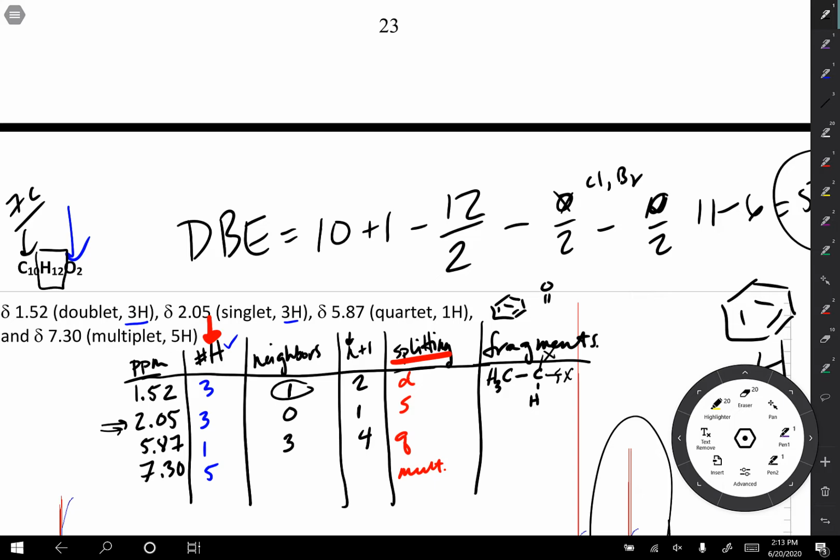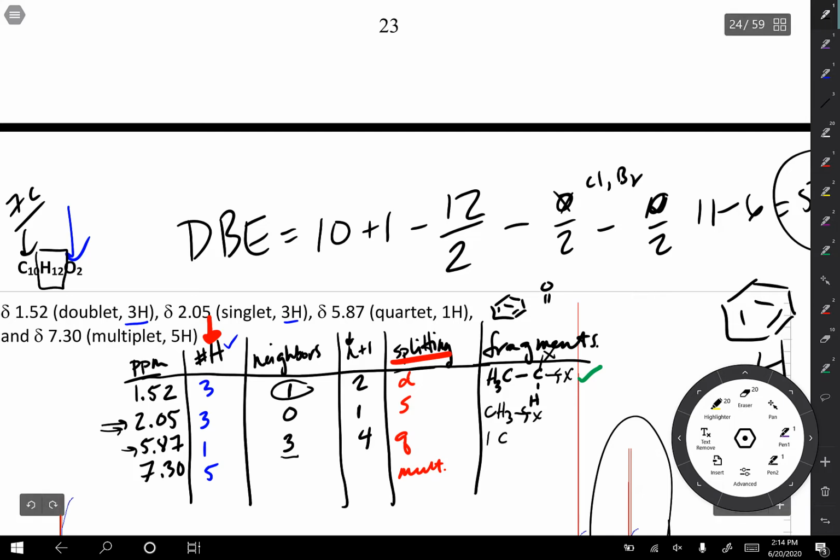It has 0 neighbors. That must mean that this is a CH3 bound to something that does not have any hydrogens. All right, let's move to the next one. 5.87. It signifies 1 hydrogen in this molecule. Well, that must be a CH, and it has 3 neighbors. Hey, that's pretty cool because right up here, this 1.52 has a neighbor with just 1 hydrogen. So these 2 are most likely bound together.